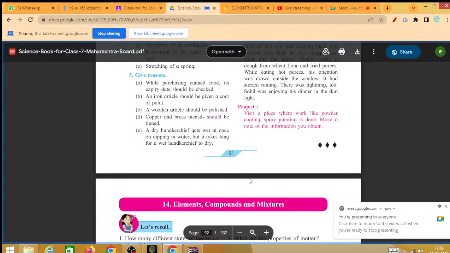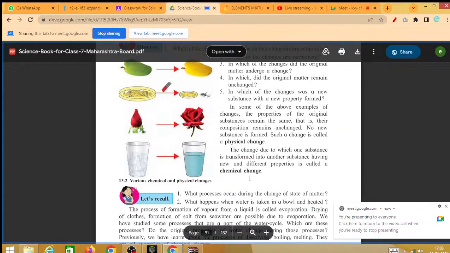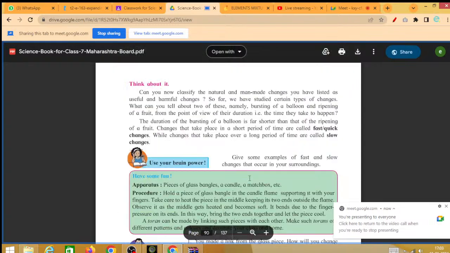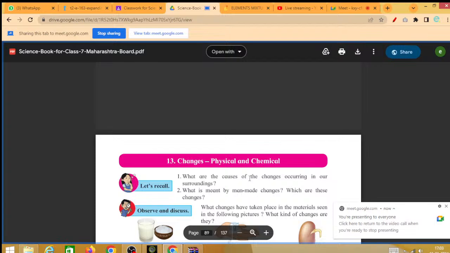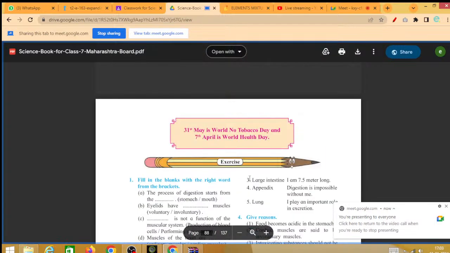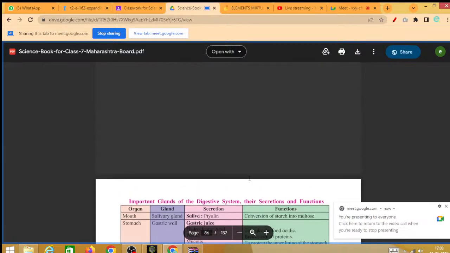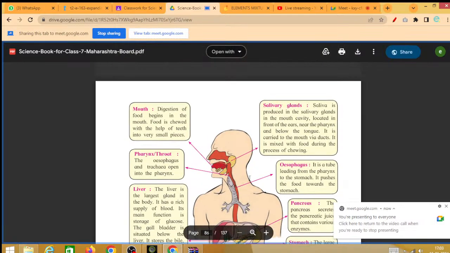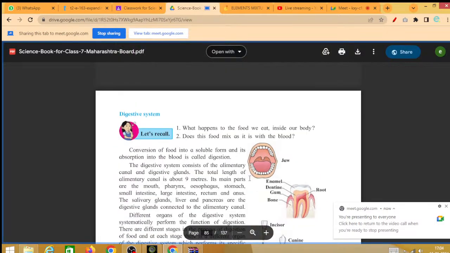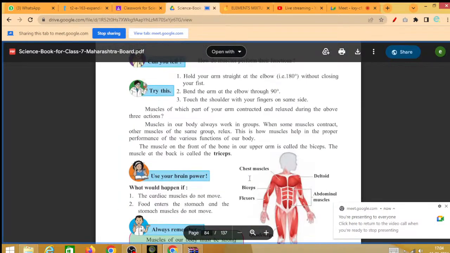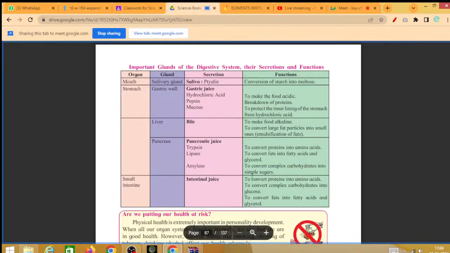No, ma'am, 12 one. Which one? This one you are saying. This one is very easy. I can explain it now also. Physical and chemical changes. And which one is this? 12. 12 is what? Digestive system and the muscular system. So what do you want me to take? Decide, you decide.